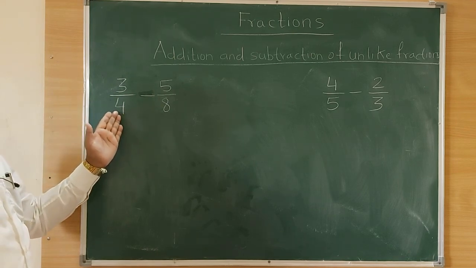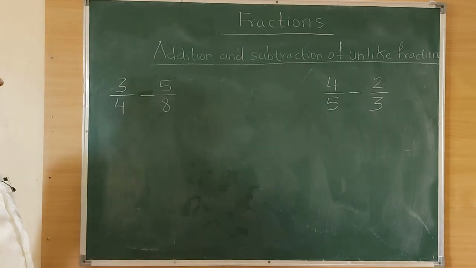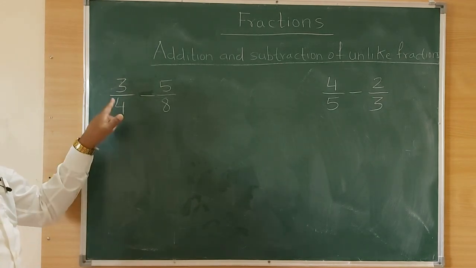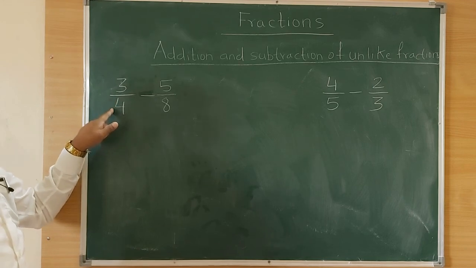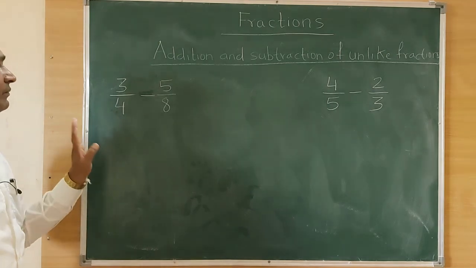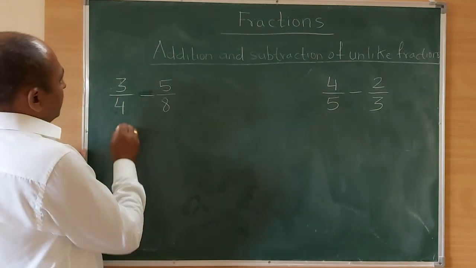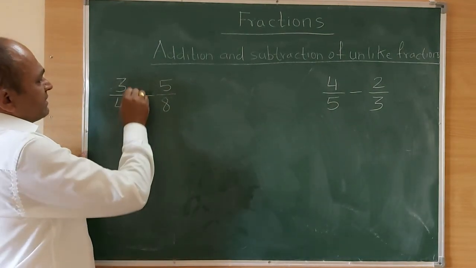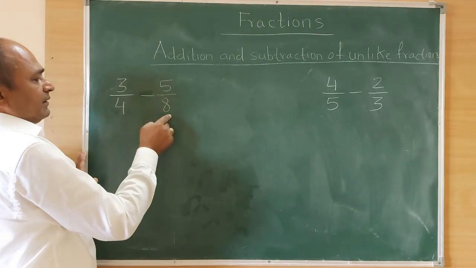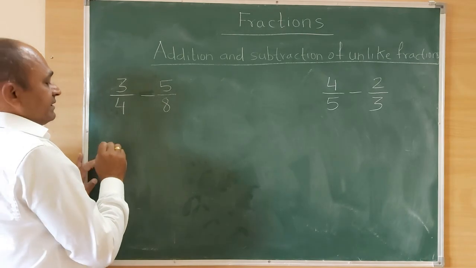We will make the denominator of this fraction as 8 by multiplying this denominator by 2. So we will get the denominator 8 here, and 8 we will keep as it is. Only we will change the denominator of this fraction, because for 4 and 8, the common multiple is 8.